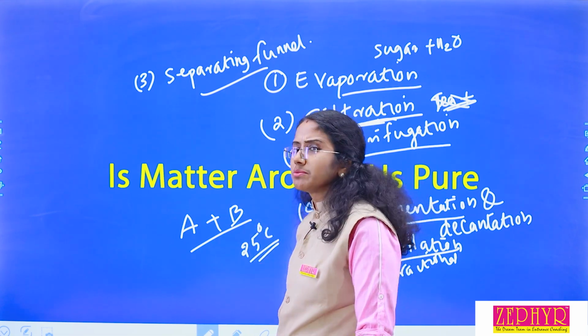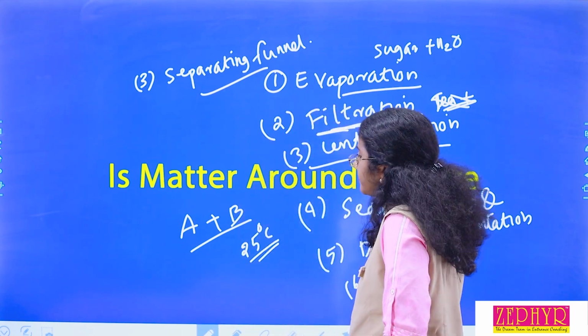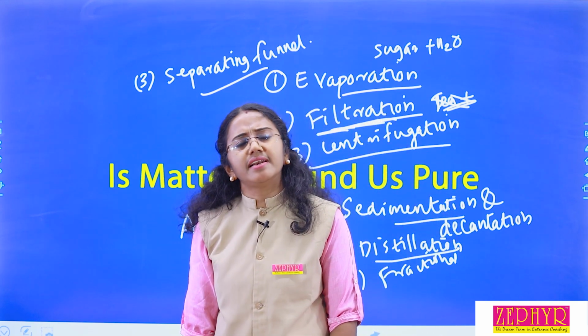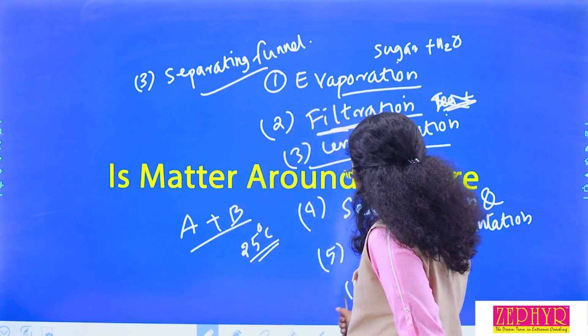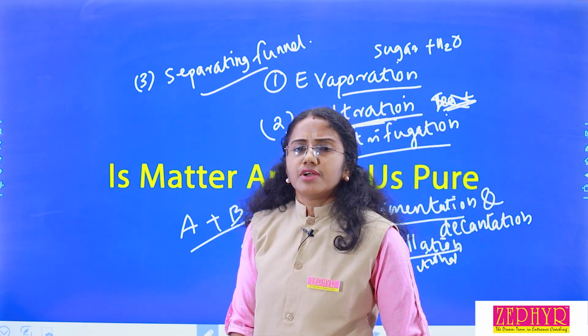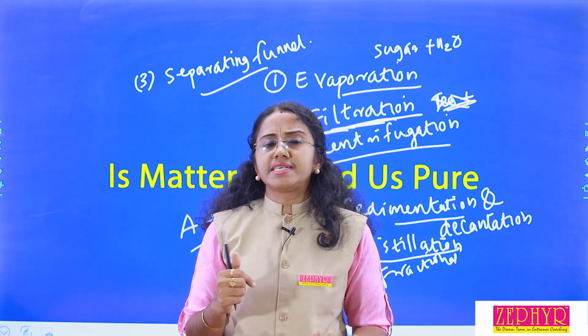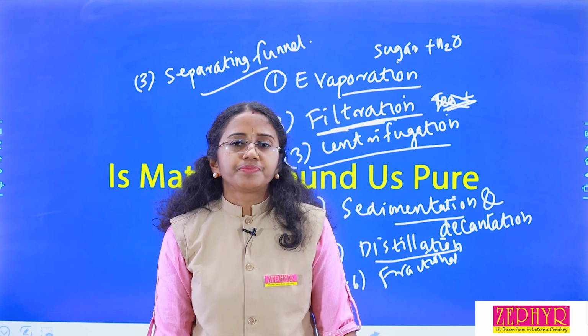If the boiling point difference is more than 25 degrees, we can separate them using the distillation method. The lower boiling point component separates first, and only then the higher boiling point substance. The next method is fractional distillation. In fractional distillation, the components have a boiling point difference of less than 25 degrees, so we can use the fractional distillation method.